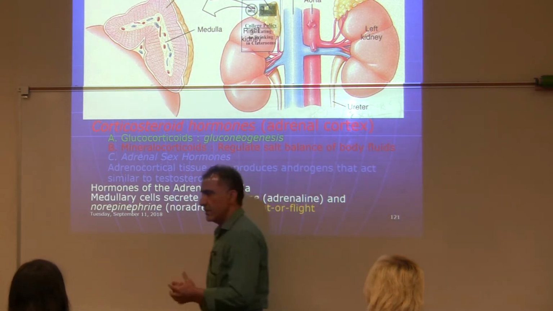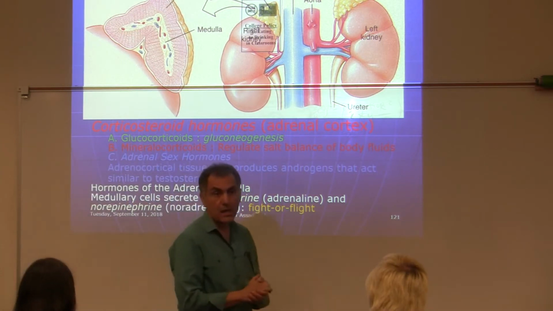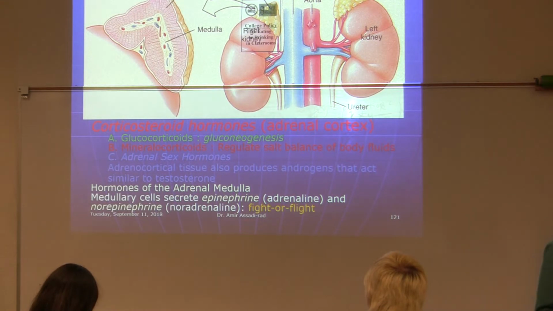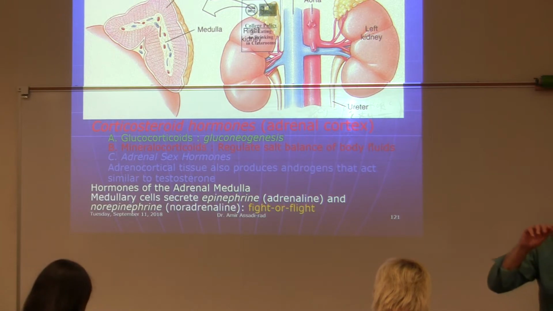Football players during a football game, or basketball players, whatever, or people who go to war, you're in a dangerous situation, there's a lot of adrenaline secreted in your body, and it comes from your adrenal medulla. Of course, the neurons can also secrete adrenaline. So adrenaline is both a neurotransmitter and a hormone.